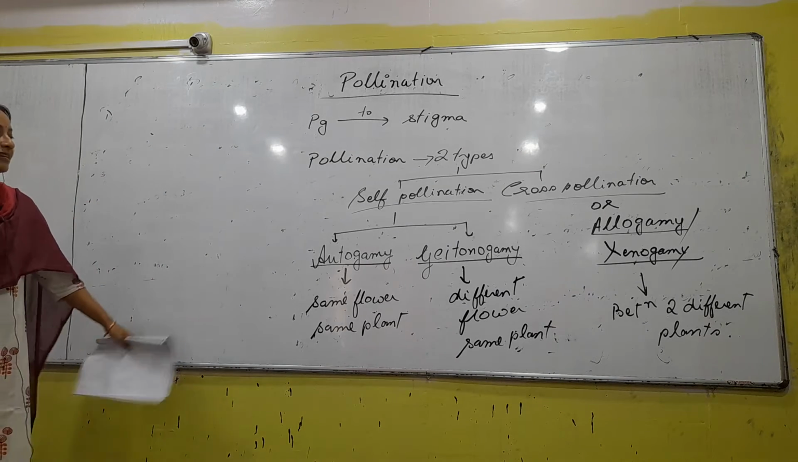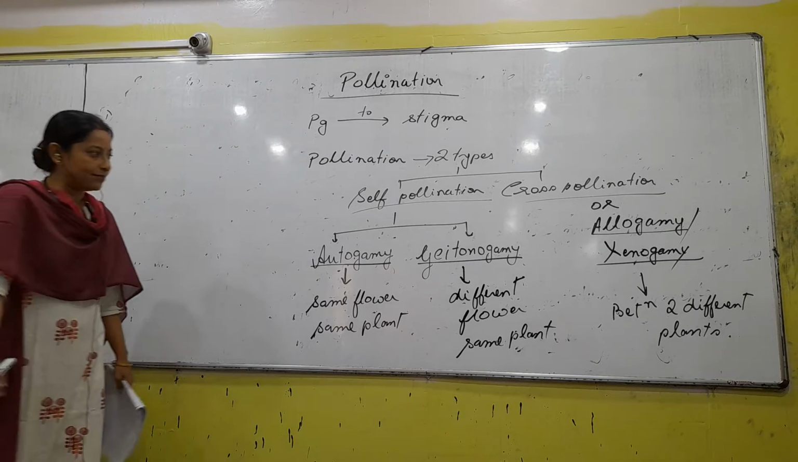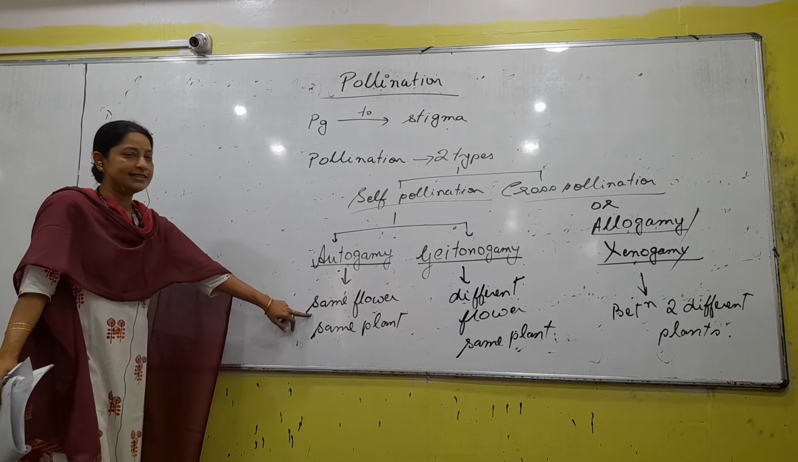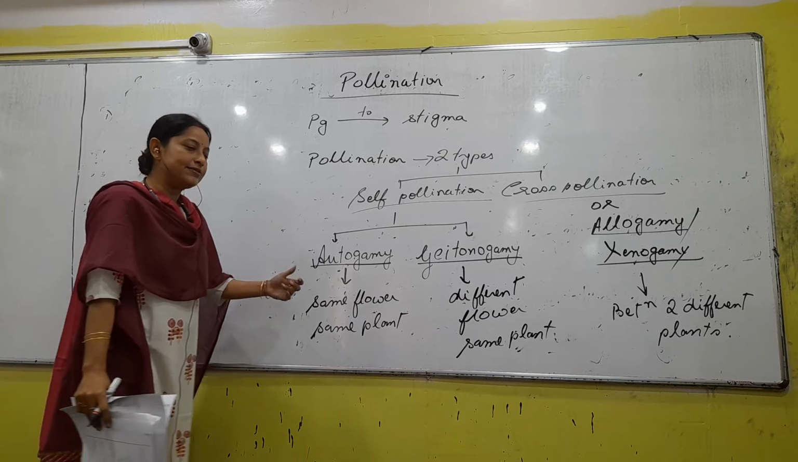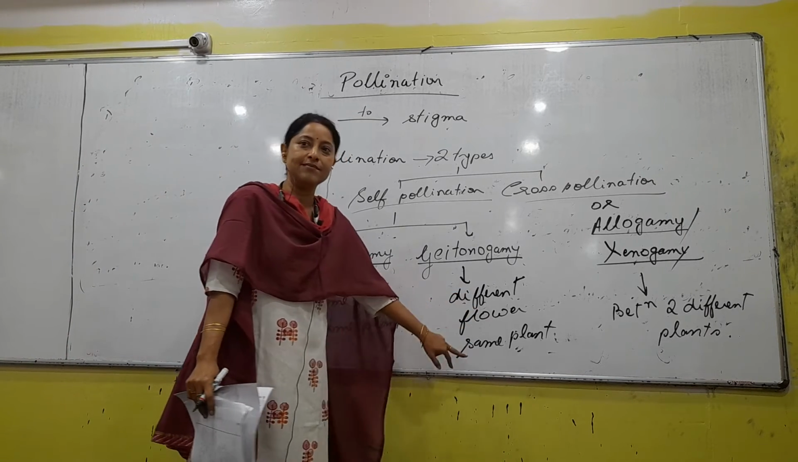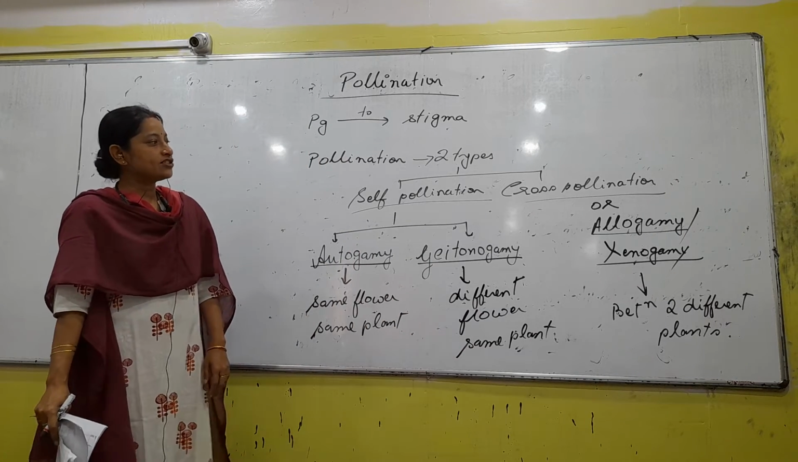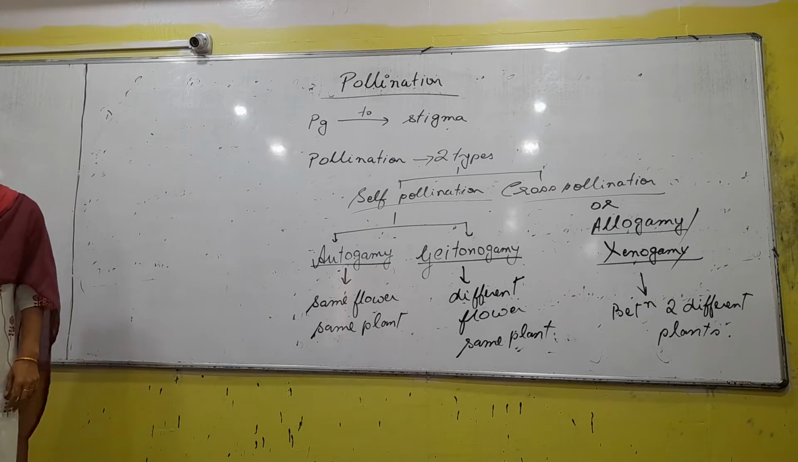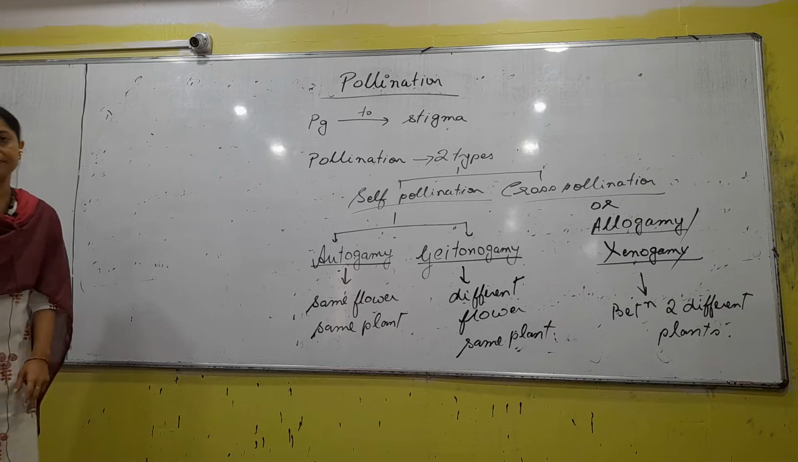Self-pollination, two types, right? It is autogamy and geitonogamy. If you are talking about autogamy, what do we understand? This is the line: same flower, same plant. If it is different flower, same plant, that is geitonogamy. And cross-pollination is also called allogamy or xenogamy. Obviously, it involves two different plants.